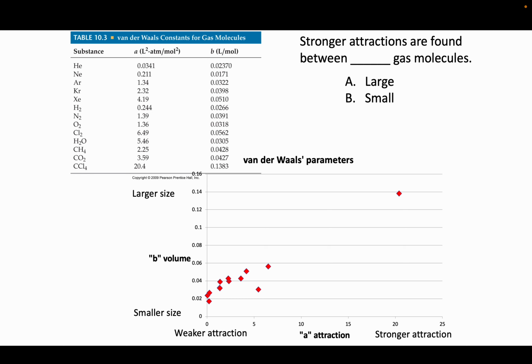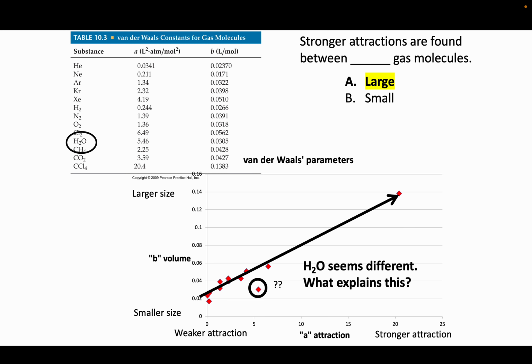Let's analyze the data. Stronger attractions are found between what type of gas molecules? Large or small? Well, it looks like we have a pretty good fit there, where the larger particles, those with a larger b value, are experiencing stronger attractions. Now, if we look closely at that, we have one that seems like an outlier. H2O seems different. It is experiencing a stronger attraction than I would have predicted based on its size.